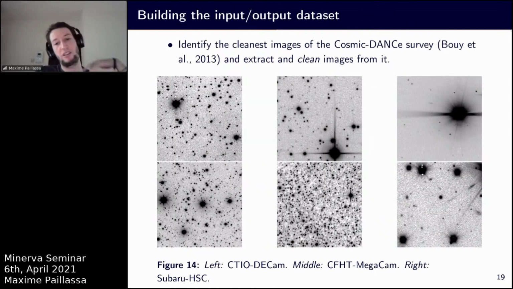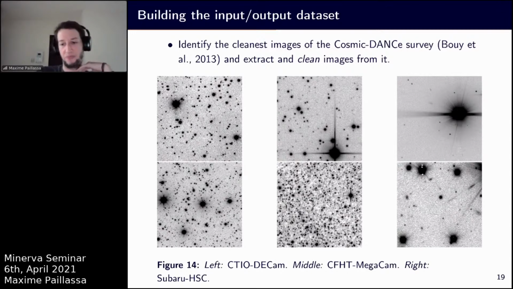And to train our network, we built an input-output dataset by ourselves. To do so, we identified the cleanest images in the CosmicDANCE survey, which is a survey of my PhD advisor, Hervé, and we extracted clean, uncontaminated images from it. We found clean images in 3 different instruments: the Dark Energy Camera here on the left, the MegaCam of CFHT in the middle, and the HSC camera here on the right.